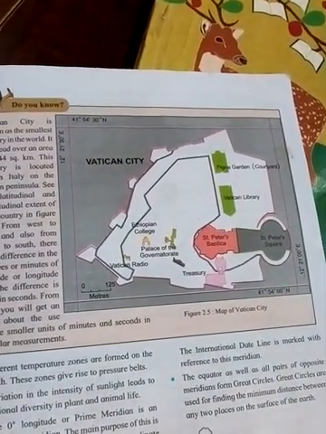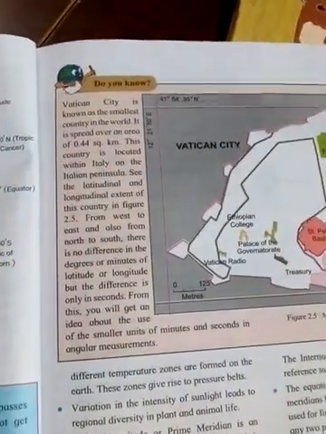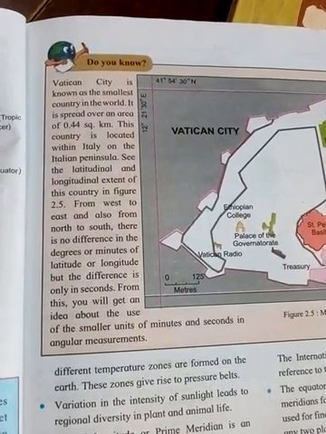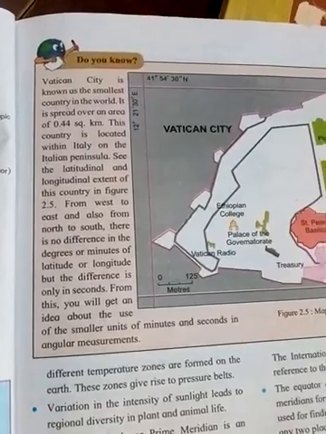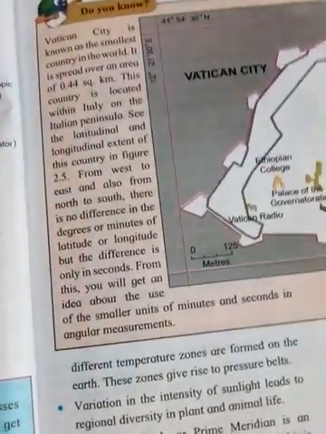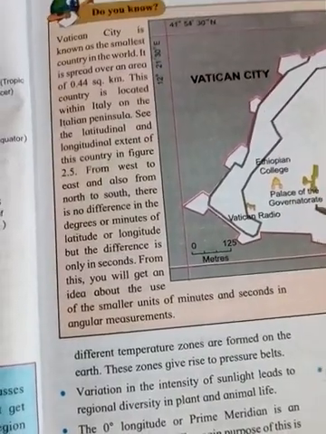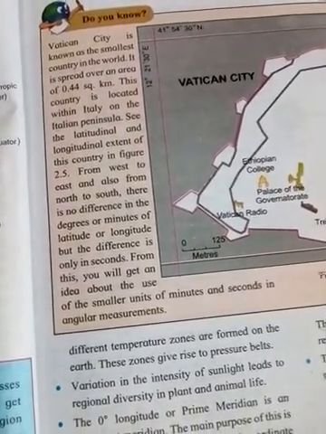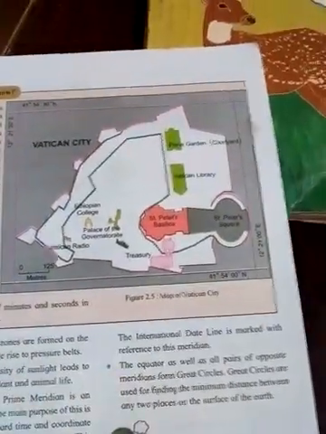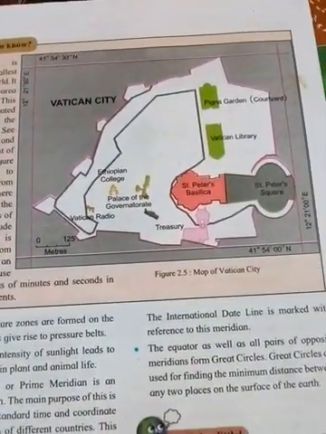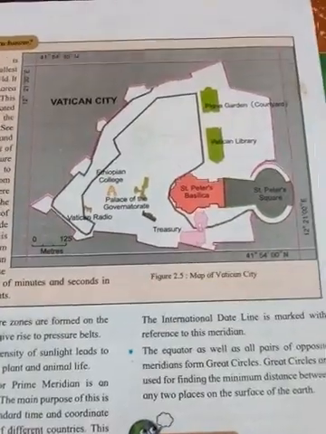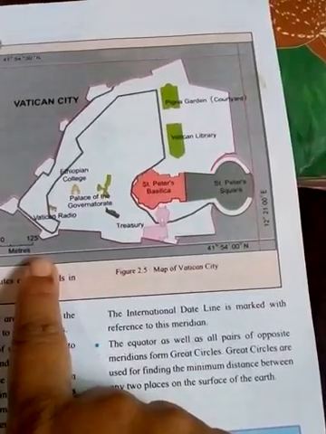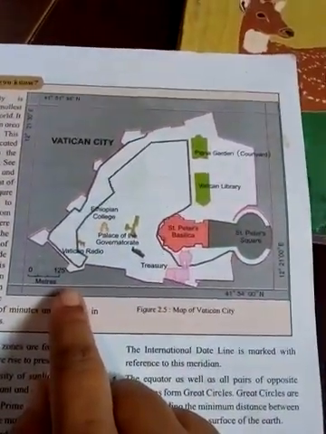Here given is Vatican City in Italy. From west to east, and from north to south, there is no difference in the degrees or minutes of latitude and longitude, but the difference is only in seconds. From this you will get an idea about the use of the smaller units, minutes and seconds, in angular measurement. Here is a city map of Vatican City.